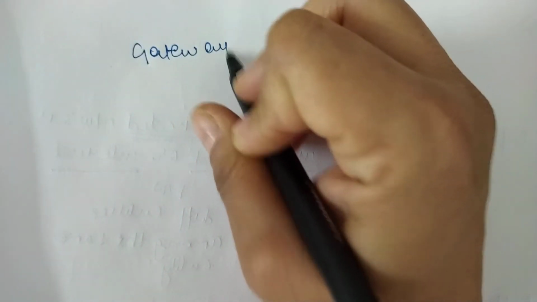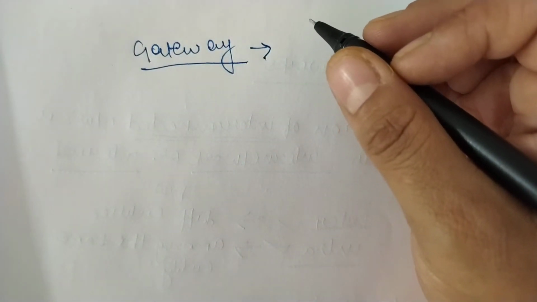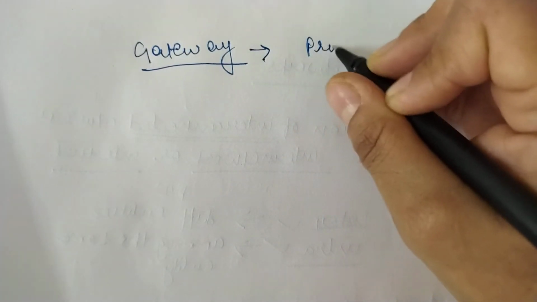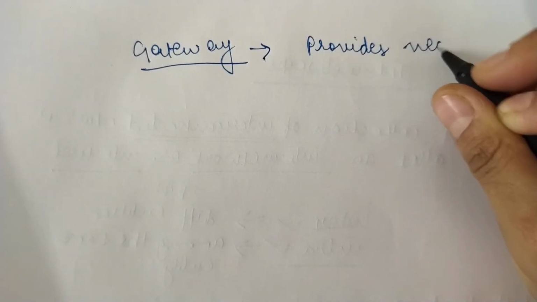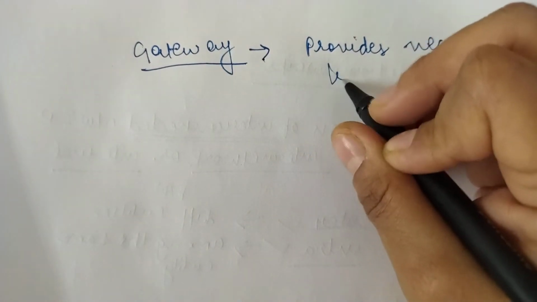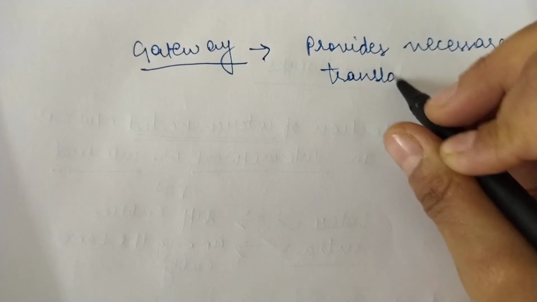Okay, now when these gateways, as I told you, a gateway will connect two incompatible networks. So how does it connect two incompatible networks? It provides the necessary translation between these two networks, because network 1 is using a different set of protocols, and network 2 is using a different protocol.